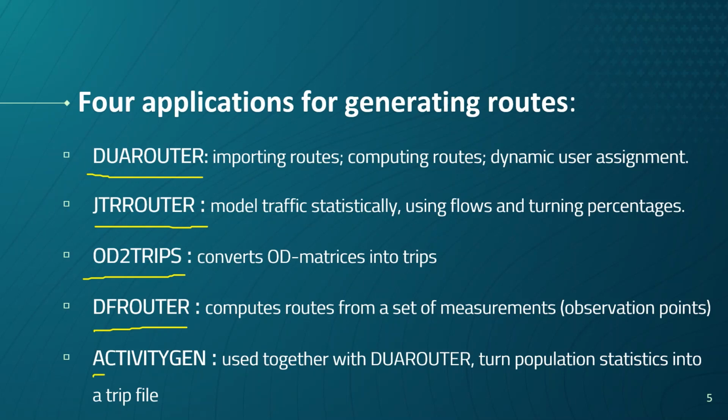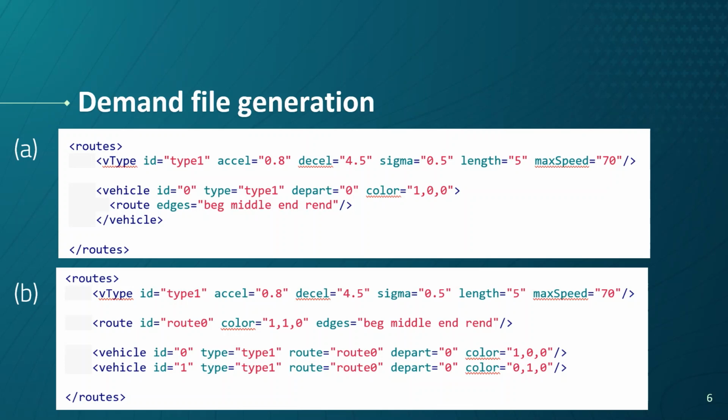And finally, an option that does not generate the route file in itself, but can be used together with the DUAROUTER is the program activitygen, which can be used to turn population statistics into a trip file and then, using the DUAROUTER, generating a traffic demand. All right. It is also possible to define the demand file manually or to edit generated files with a text editor.